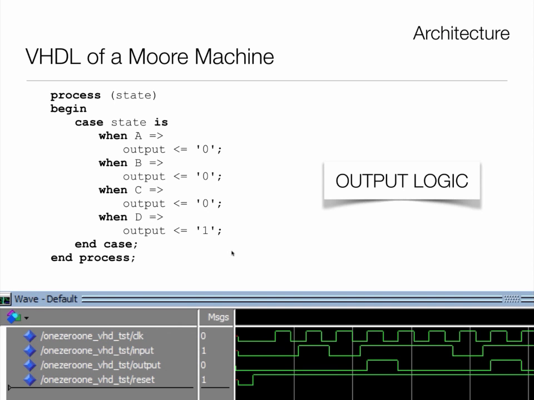So it's nice the way it partitions. You've got a process block for the state transition and a process block for the outputs. And remember, they're concurrent. Right? They're parallel bits of hardware, if you like.